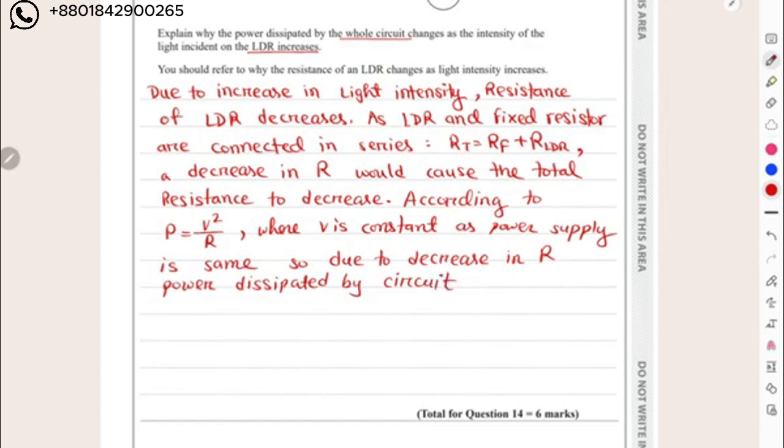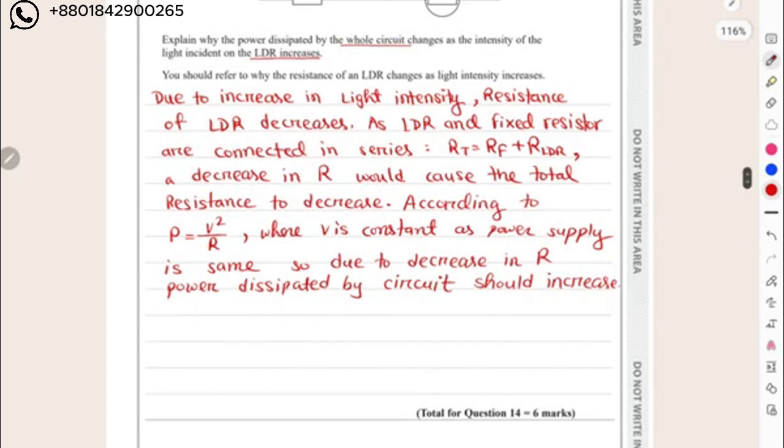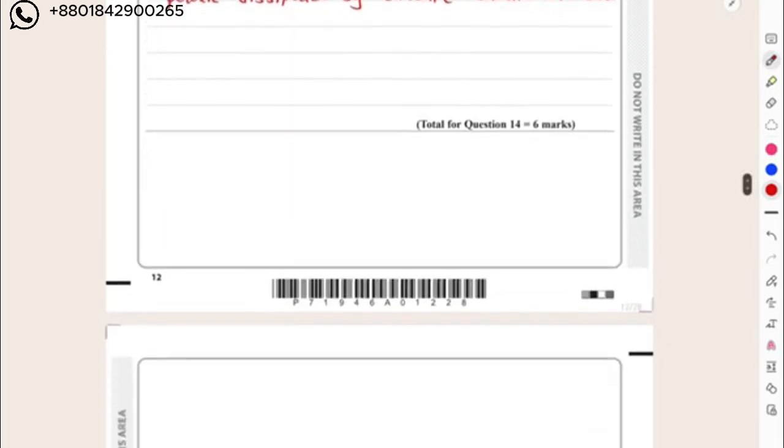By circuit, power dissipated by circuit should increase, right? Okay, so this is the answer for question 14. I hope it was clear for everyone. So we'll move on to question 15, right? Okay.